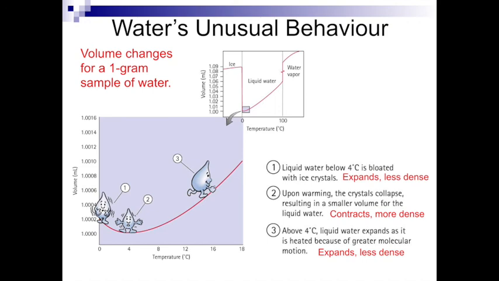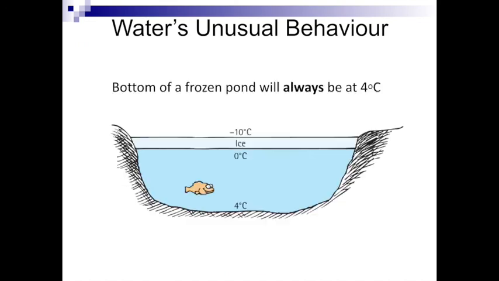This unusual behavior of water is actually very important for the survival of life underwater, especially during freezing temperatures. It ensures that the bottom of a frozen pond is always at 4 degrees Celsius. Because at 4 degrees Celsius, water is densest, and so it sinks to the bottom, and at the surface, the temperature is 0 degrees Celsius.